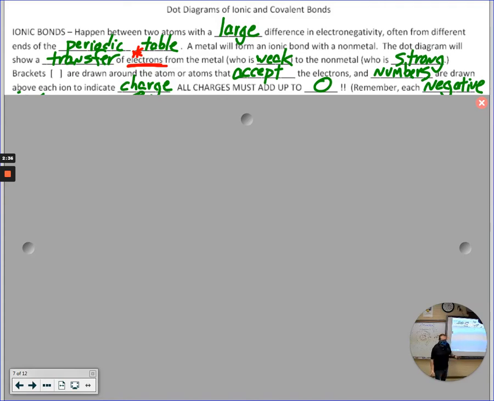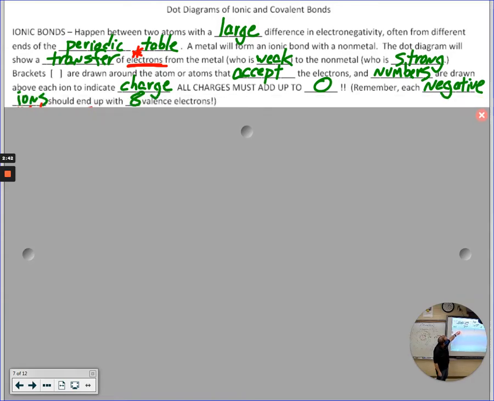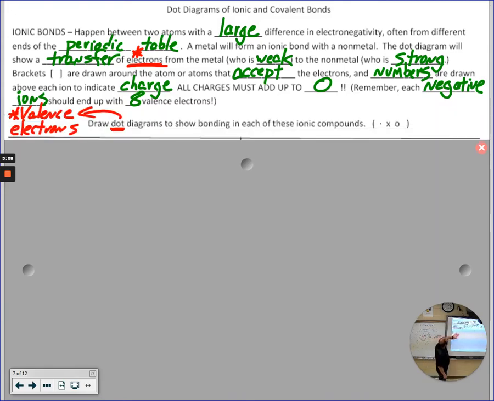All charges in a properly done dot diagram are going to add up to 0. And every negative ion in one of these compounds is going to end up with a full set of 8 valence electrons, because that's the whole reason that they're taking electrons in the first place. You remember from the goofy video, chlorine had 7 in her valence shell, but she wanted 1 more to be complete, and once she stole that electron from sodium, she was content. Until they jumped off a cliff. Yeah, that took a turn pretty quick there.